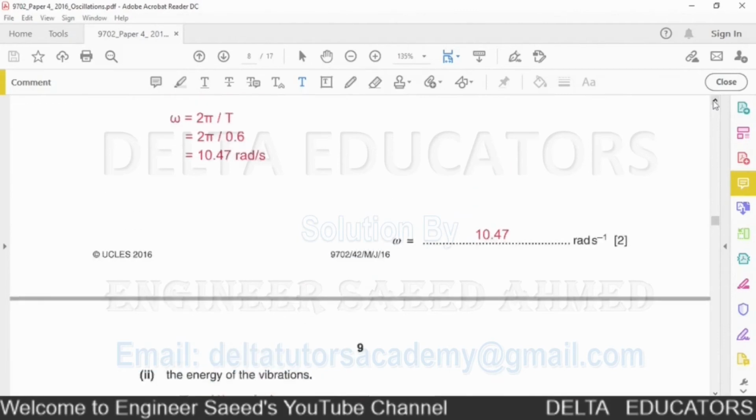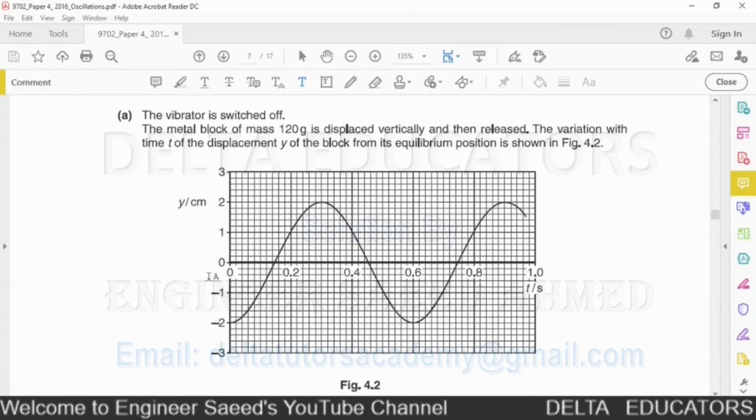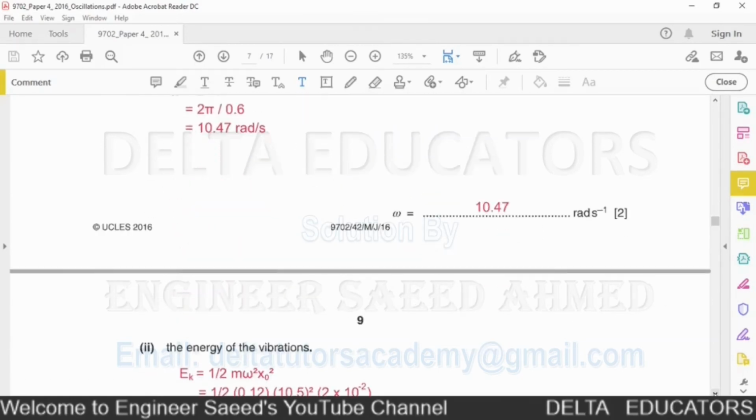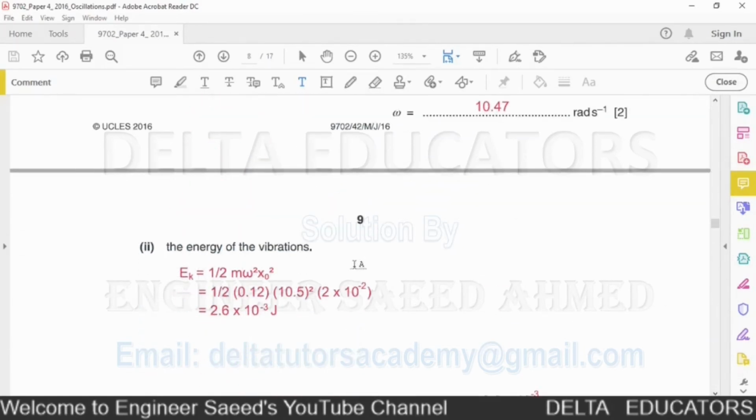What about x naught? X naught is the maximum amplitude. Here it is our mean position or equilibrium position. It is our peak position, and the vertical distance in between mean and peak position is called amplitude. So here the value of amplitude is 2 centimeter. But in the formula we have to use this amplitude in meter. That's why we have to multiply this 2 by 10 power minus 2, and by solving this one we will get the answer 2.6 into 10 power minus 3 joules. So the energy of the vibrations will be 2.6 into 10 power minus 3 joules.